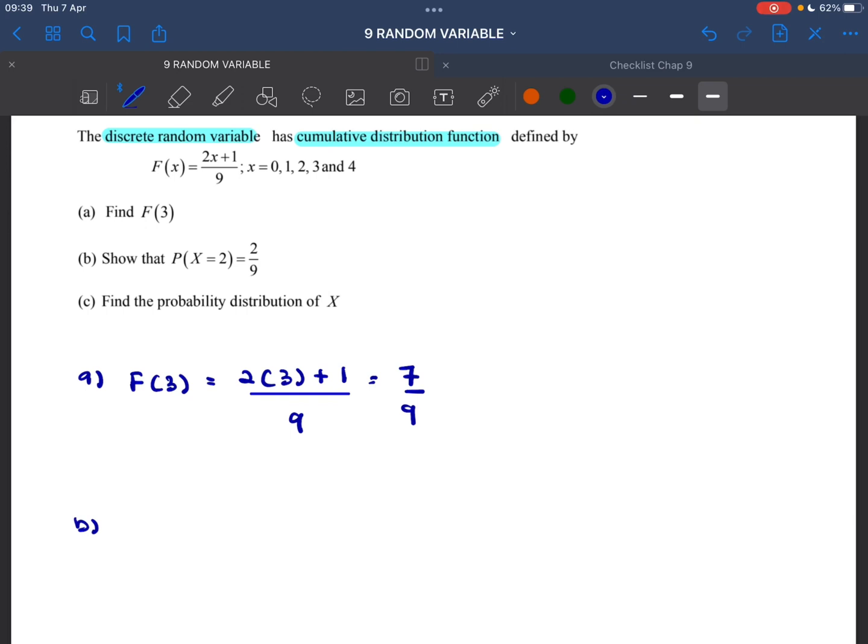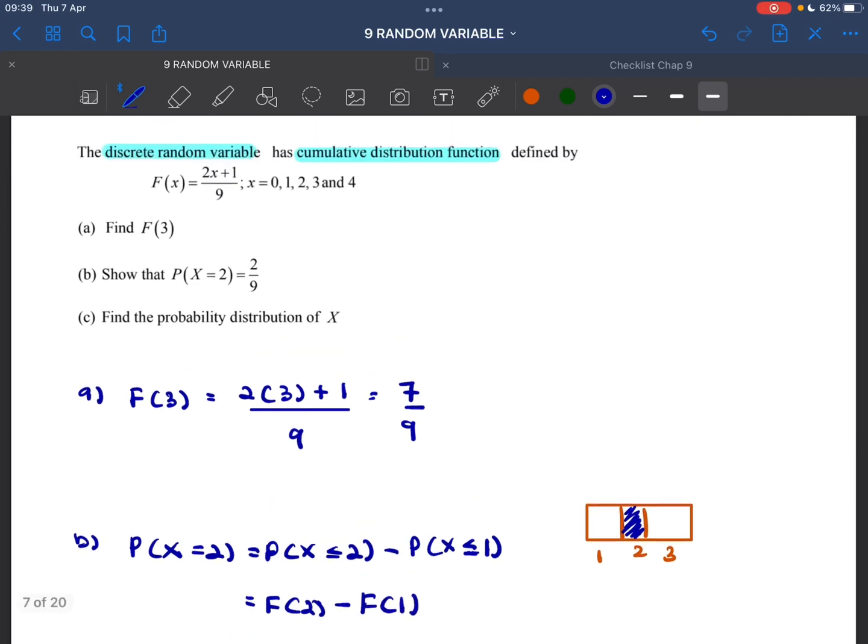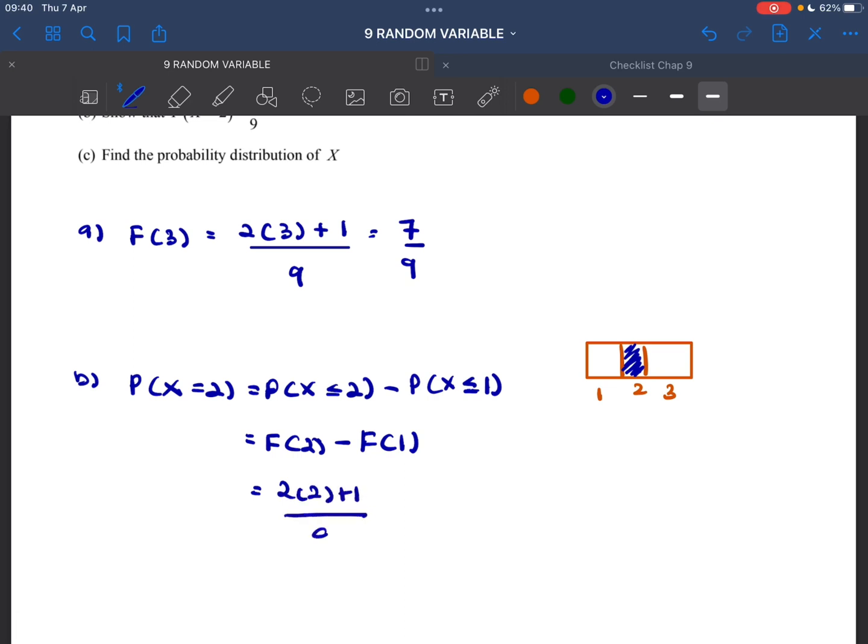Remember, to find probability for cumulative distribution, we have to change into less than or equal. Okay, so we have P(x equals to 2). Remember the box. You want x equals to 2. Okay, so we have 2 here, and we have 1, we have 3. So you only want this one here, x equals to 2. So you take from 2, P(x less than or equals to 2), minus by the previous number, x less than or equals to 1, or the white color here. Okay, then we have to change to F(2) minus F(1) and then you just substitute. Okay, 2 plus 1 over 9, minus 1 plus 1 over 9, and you should get the answer 2 over 9.